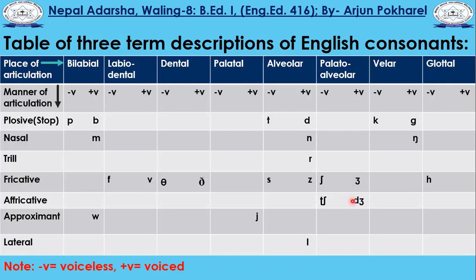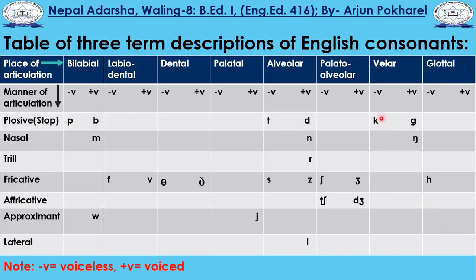Now ch is what? This is voiceless palato-alveolar, and j is voiced palato-alveolar. In this way. And now there are no other sounds. These places are gaps. This means such sounds are not found in the English language. They might be found in other languages, but they are not in English.